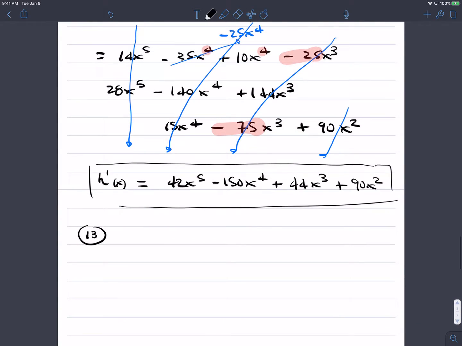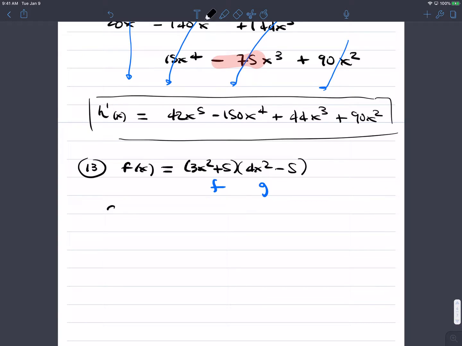Number 13. f of x is 3x squared plus 5 times 4x squared minus 5. Here's your f, here's your g. So if we go straight to operator notation, you're going to differentiate again the product. This is 3x squared plus 5 times 4x squared minus 5. Okay, so here's our product here.